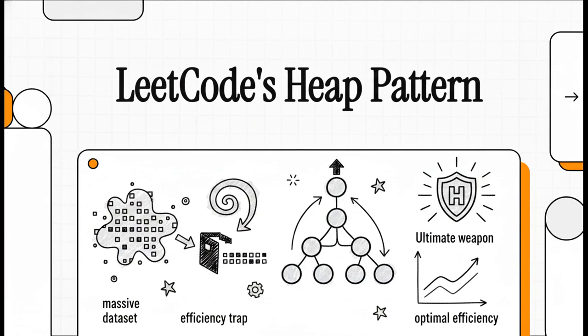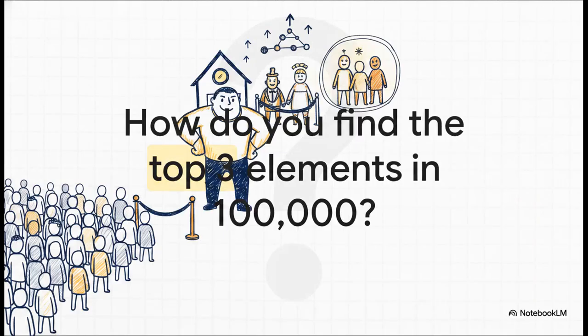So today, we're diving deep into some fascinating source material from Idemann's AI journal, specifically breaking down the LeetCode heap pattern. We're going to completely demystify how this single data structure can become your absolute ultimate weapon for optimal efficiency. So let's kick things off with a little scenario. How exactly do you find the top 3 elements in an array of, say, 100,000?